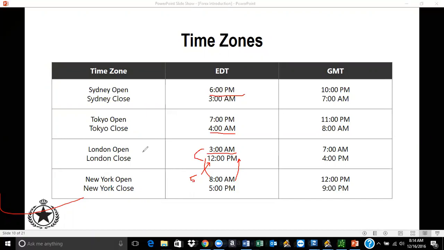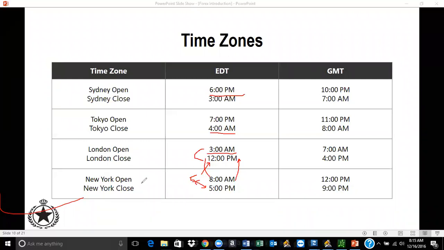Now, if I'm trading the dollar and the yen, we know this market opens at 4 a.m. So from a little bit before 8 a.m., I would say around 5 a.m. to 5 p.m., that's a good 12 hours of good trading right there.